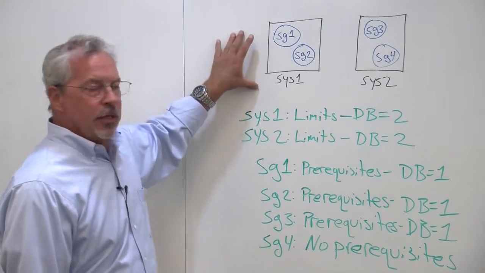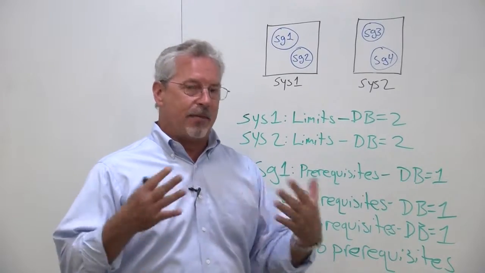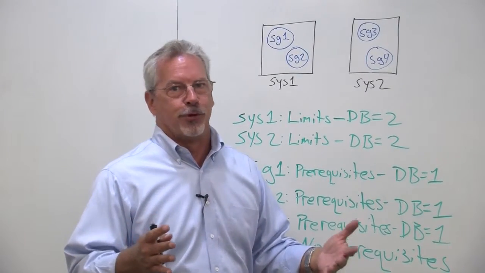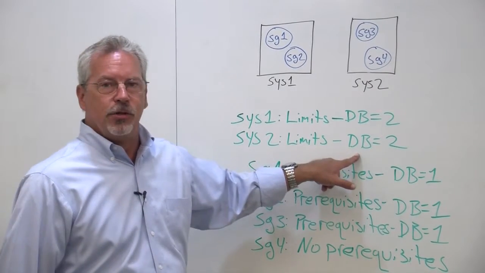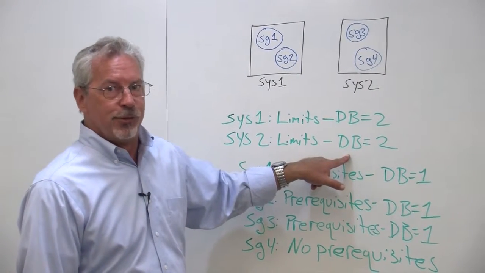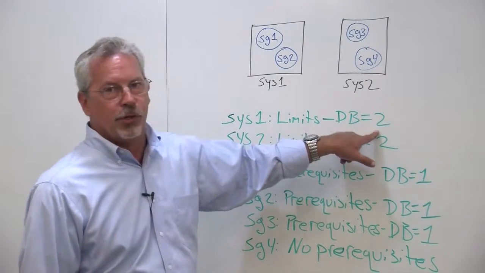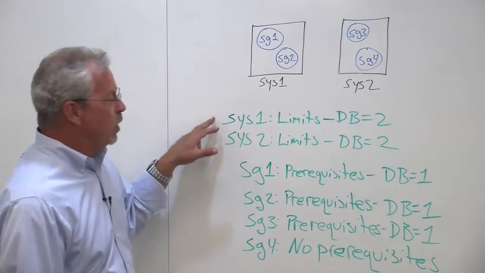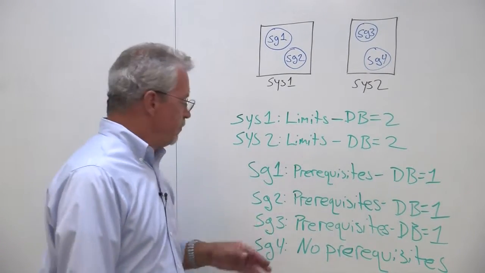The use case I'm trying to illustrate here is where I'm trying to limit the number of database instances that any one of my servers in the cluster can host. So I say, all right, I want to limit the number of instances of databases to 2 per server. So I say limits db equals 2 for each one of the servers. So sys1 and sys2 both have a limits attribute saying db equals 2.